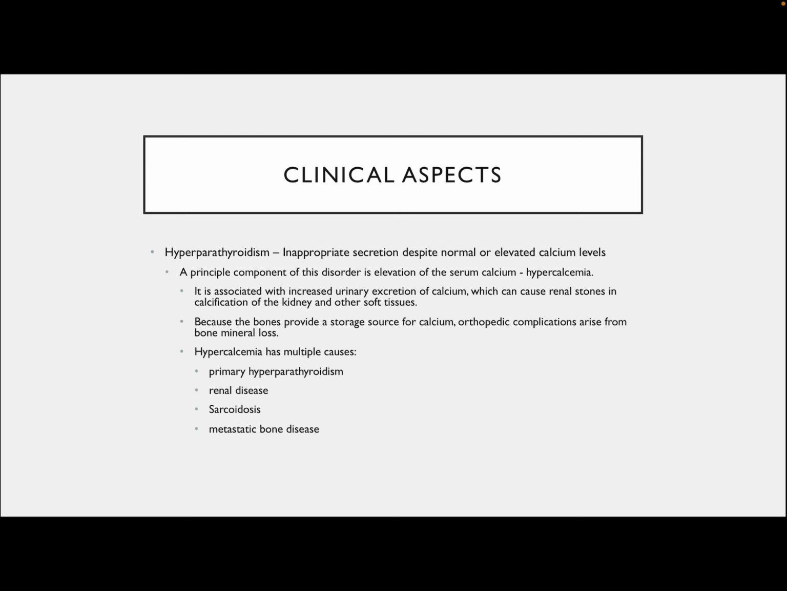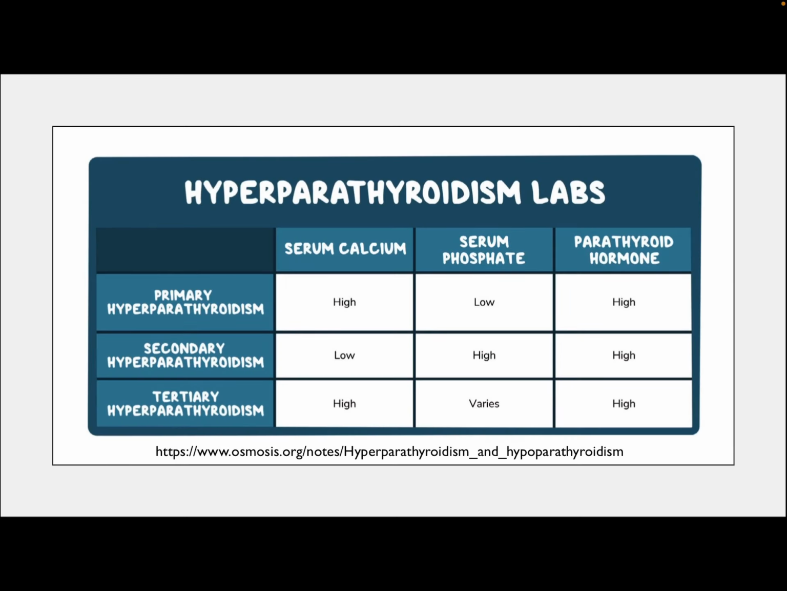Because the bones provide a storage source for calcium, orthopedic complications arise from bone mineral loss. Hypercalcemia has many causes, including primary hyperparathyroidism, renal disease, sarcoidosis, and metastatic bone disease. Here I provided an infographic chart that compares primary, secondary, and tertiary hyperparathyroidism. It gives you a quick source of comparing serum calcium, phosphate, and PTH.